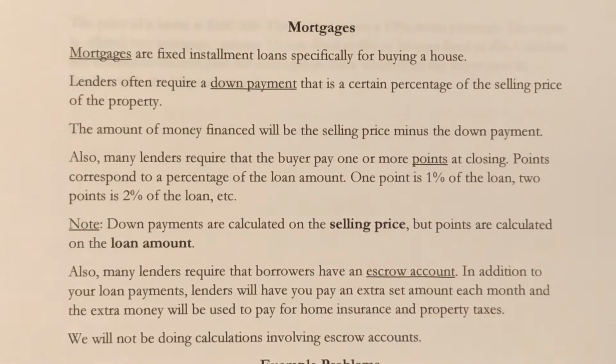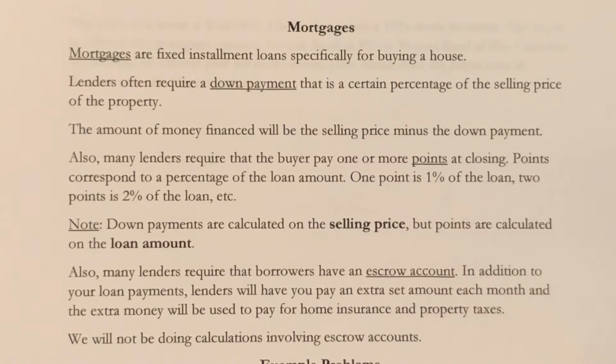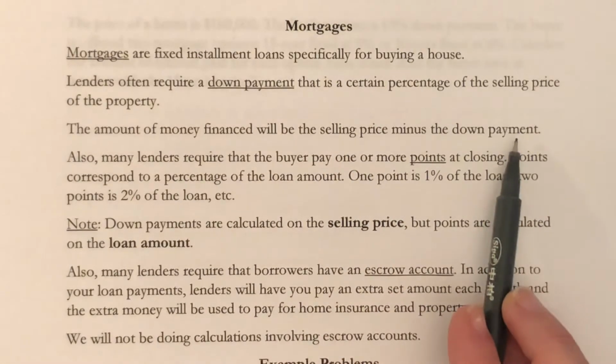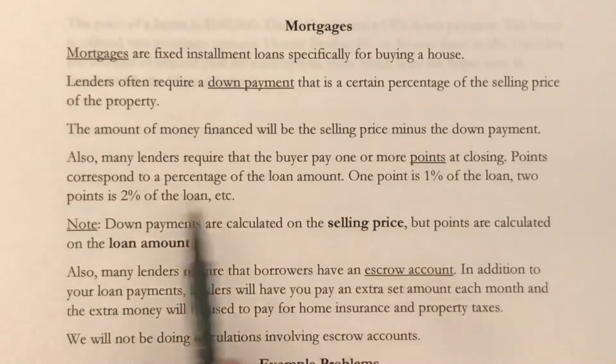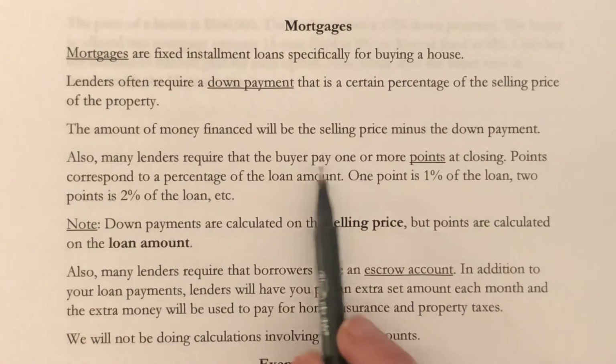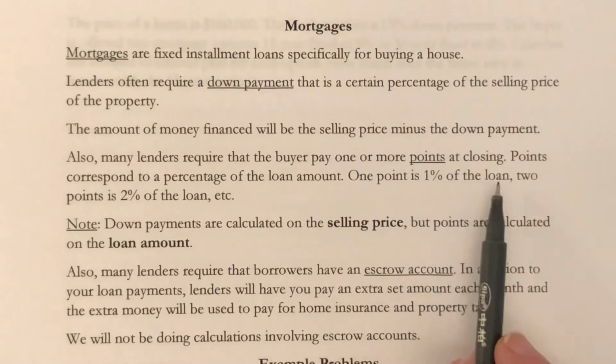Lenders often require a down payment of a certain percentage of the selling price of the property. When we were talking about cars, sometimes we had a down payment, sometimes we didn't. Mortgages almost always require a down payment. The amount of money financed will be the selling price minus the down payment, just like when we were talking about cars. Also, many lenders require that the buyer pay 1 or more points at closing.